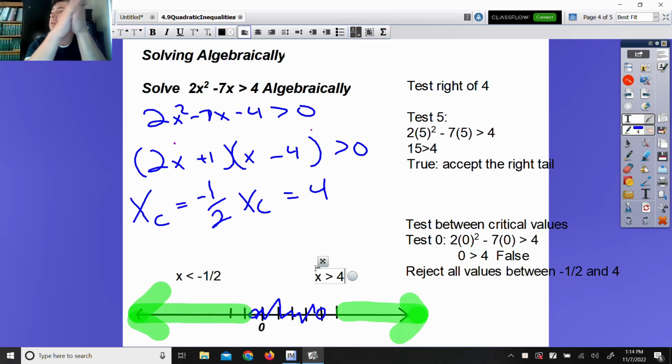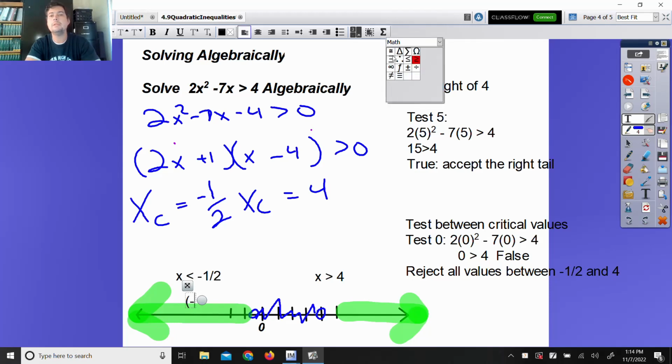We're almost done, except we've got to write it out as an interval. Don't worry, after this you get to use your calculator. I'm good with that.